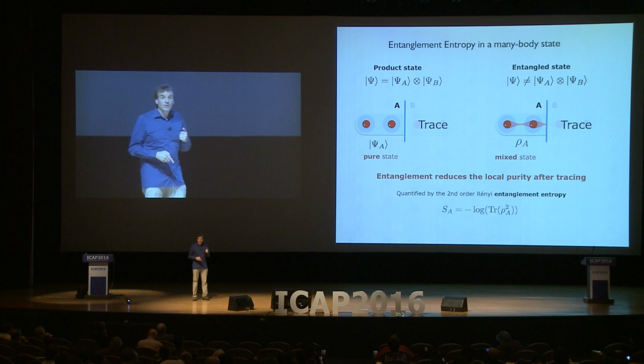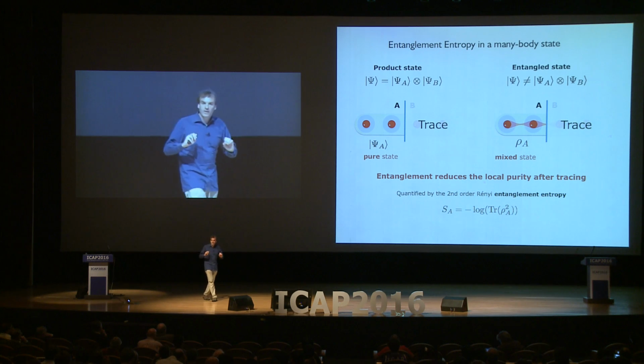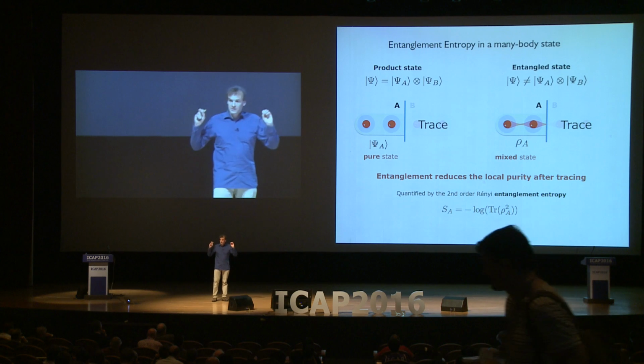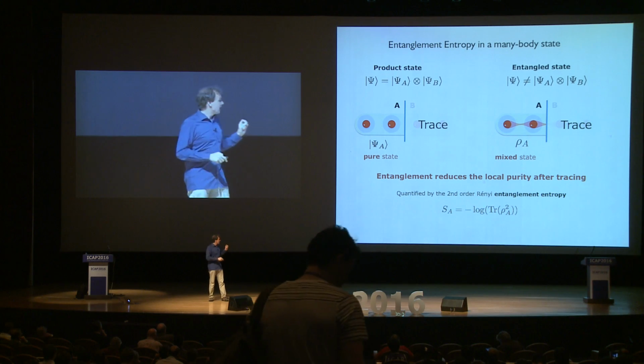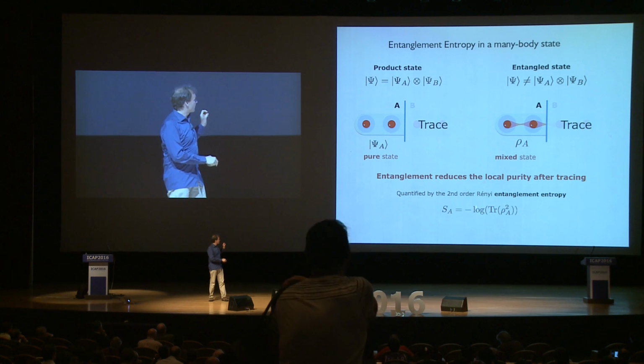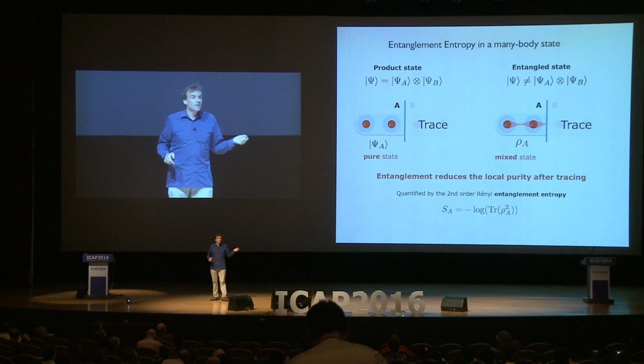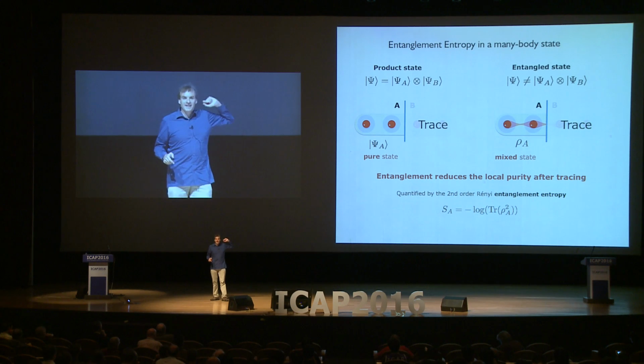How do I quantify mixedness? Well, you all know the state purity, right? So let's go with that. And if I take minus logarithm of the purity, that's the so-called second order Rényi entropy. So it's just the mixedness expressed as an entropy.